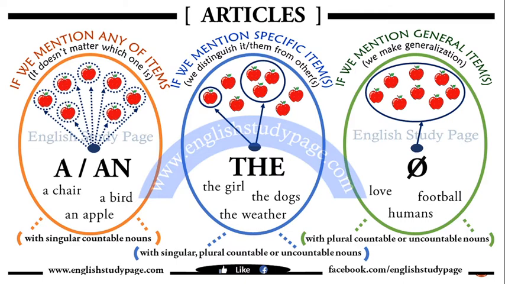'The', we have to use with singular or plural countable or uncountable nouns. If we mention general items, we make a generalization. So when we do that, with plural countable and uncountable nouns, we have to use no article. We should not use any article if we mention general items.